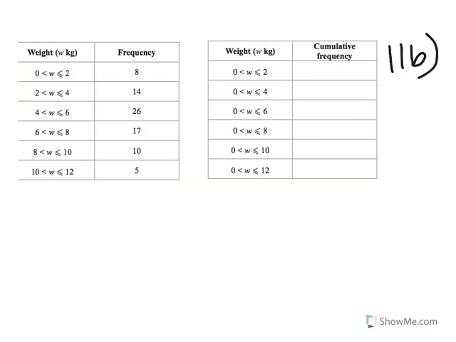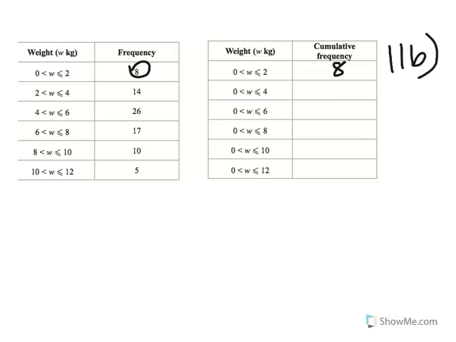Alright, so for 11b, they're asking you to complete the cumulative frequency table. So how you work with the cumulative frequency table is just basically adding on the frequencies. So what you got to do is for the first one, it's like something I have to show you, I can't just describe it. So for the first table, you add on this frequency you see here, 8.